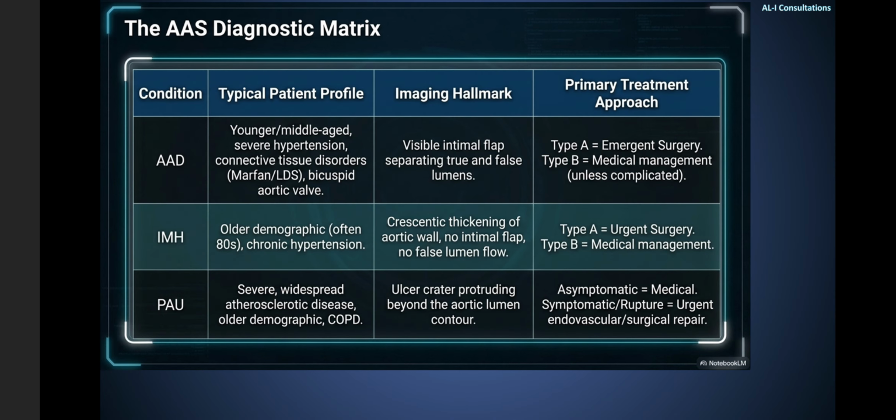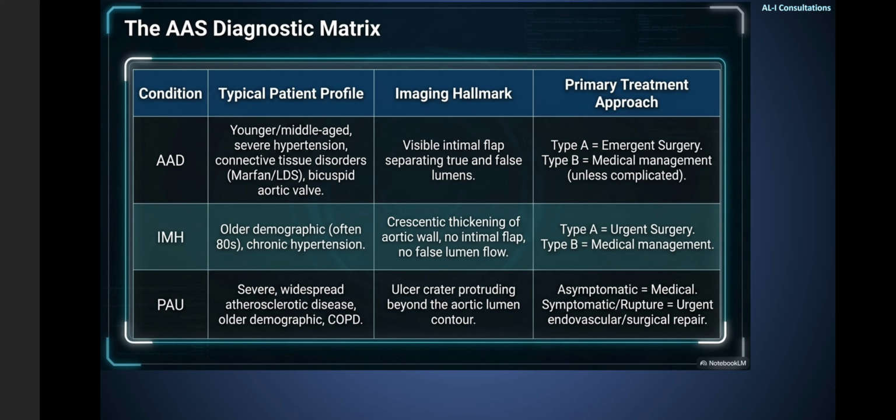There are various presentations. Younger, middle-aged patients with severe hypertension, connective tissue disorders, or bicuspid aortic valve often have a visible intimal flap, with false and true lumens. Type A would be emergent surgery. Type B would be medical management unless complicated.